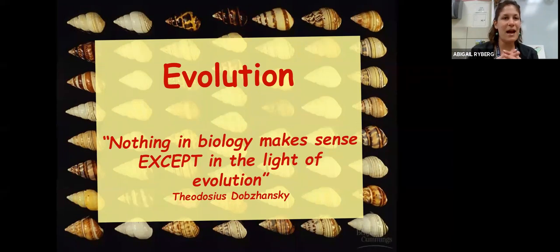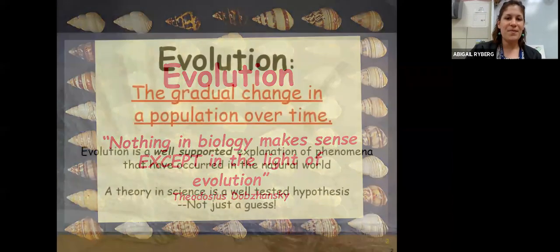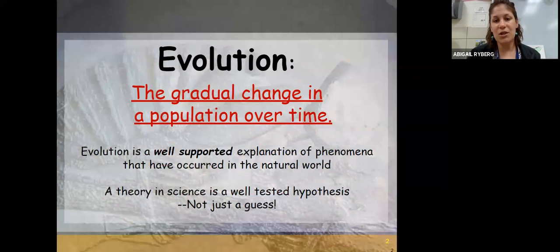I think it's important to realize how much scientific evidence there is for the process of evolution. We will actually spend a full day in this class just looking at the physical evidence of evolution. So evolution is the gradual change in a population over time. It takes a very, very long time. It's not something that happens quickly. So remember, evolution is a well-supported explanation of phenomena that have occurred in the natural world. It's very well supported, and there's lots of physical evidence.